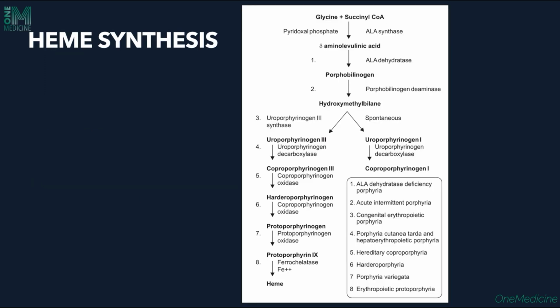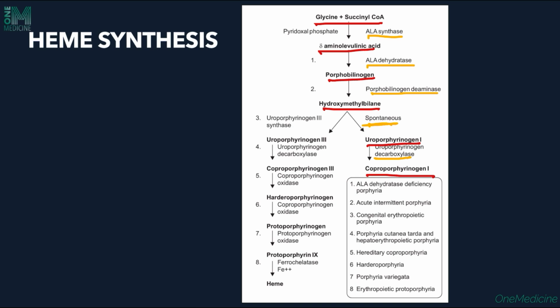This is the heme synthesis pathway. Here we have glycine and succinyl-CoA, which in the presence of ALA synthase form aminolevulinic acid. That aminolevulinic acid in the presence of ALA dehydratase forms porphobilinogen. That is acted upon by porphobilinogen deaminase to form hydroxymethylbilane. Hydroxymethylbilane spontaneously will form uroporphyrinogen 1, which is acted upon by uroporphyrinogen decarboxylase to form coproporphyrinogen 1.